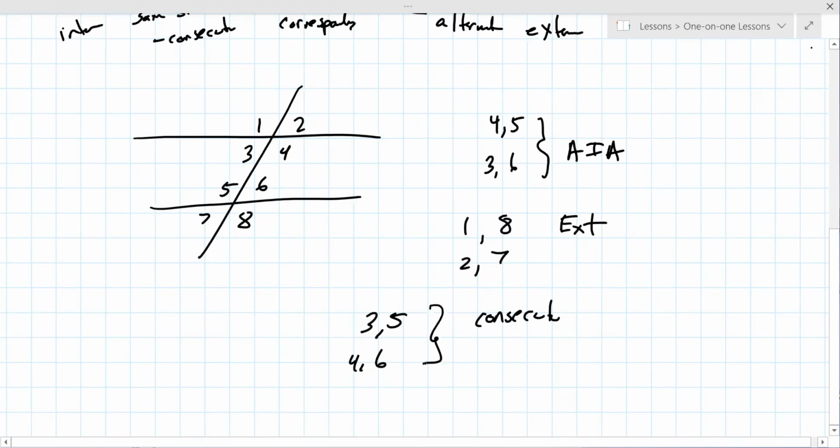And then the last one we talked about was corresponding. Corresponding have the same value or the same position. Do you see how 2 and 6, they're sort of top right? 1 and 5, they're top left. 3 and 7 are bottom left. And then 4 and 8 would be bottom right.